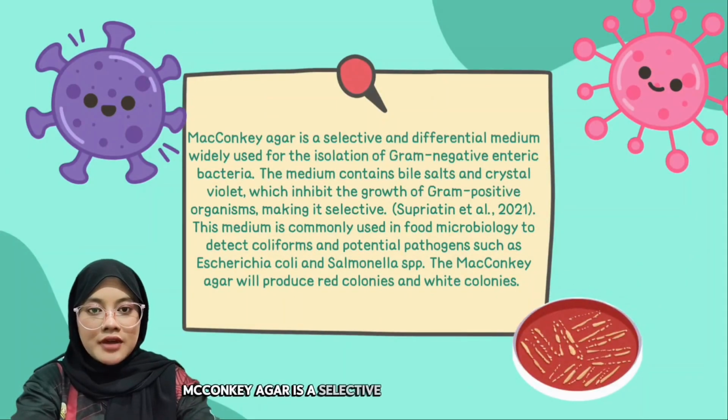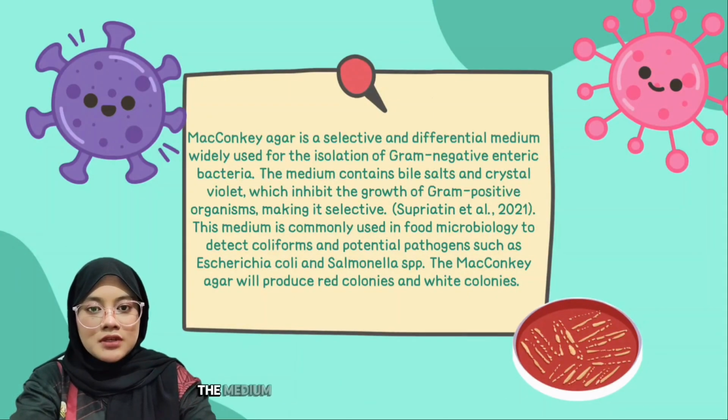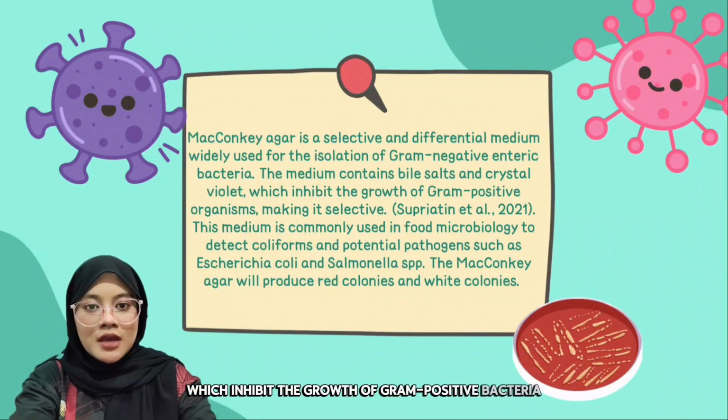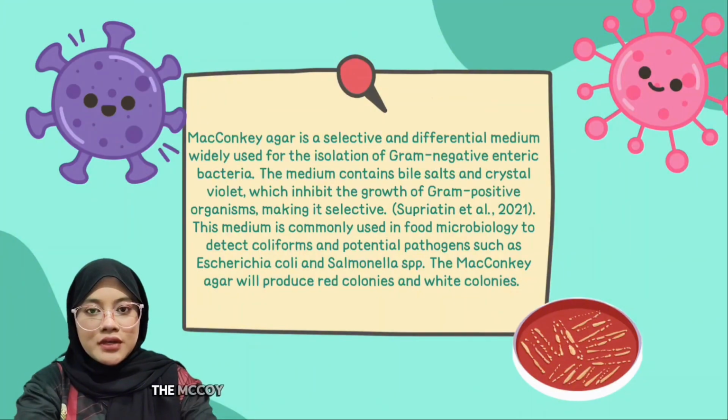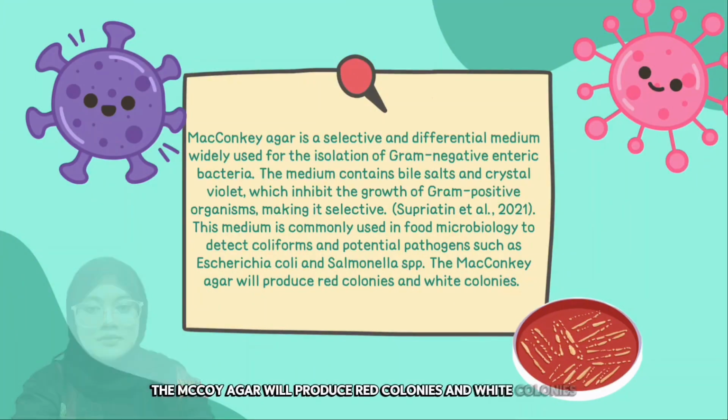MacConkey agar is a selective and differential medium widely used for the isolation of gram-negative bacteria. The medium contains bile salt and crystal violet, which inhibit the growth of gram-positive bacteria, making it selective. This medium is commonly used in food microbiology to detect coliform and potential pathogens such as E. coli and Salmonella. The MacConkey agar will produce red colonies and white colonies.